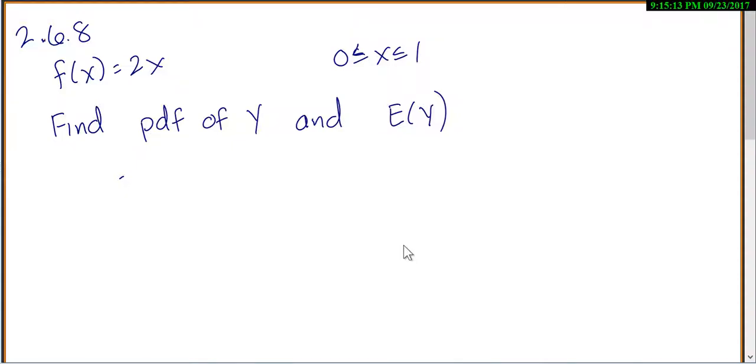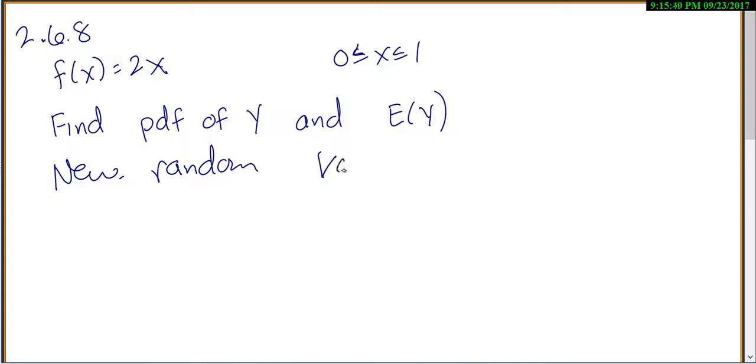This is 2.6.8, and we're given a random variable x. We have the PDF, little f of x is 2x, and that's for x's between 0 and 1. And then it wants us to find the PDF of y and expected value of y for these new random variables y. So we're making new random variables, or we're doing, if you prefer, transformations.